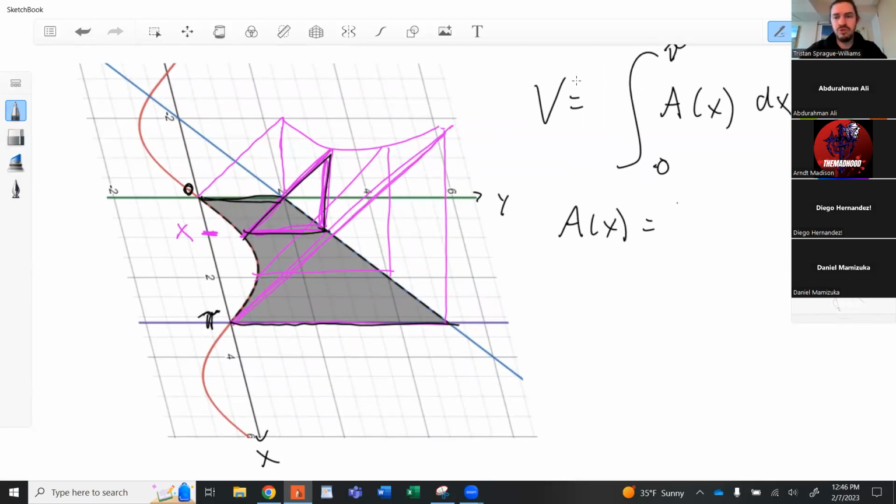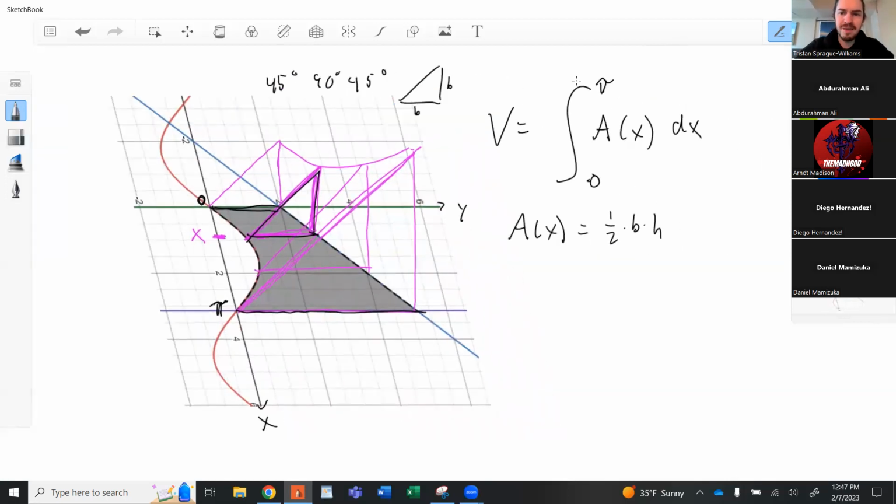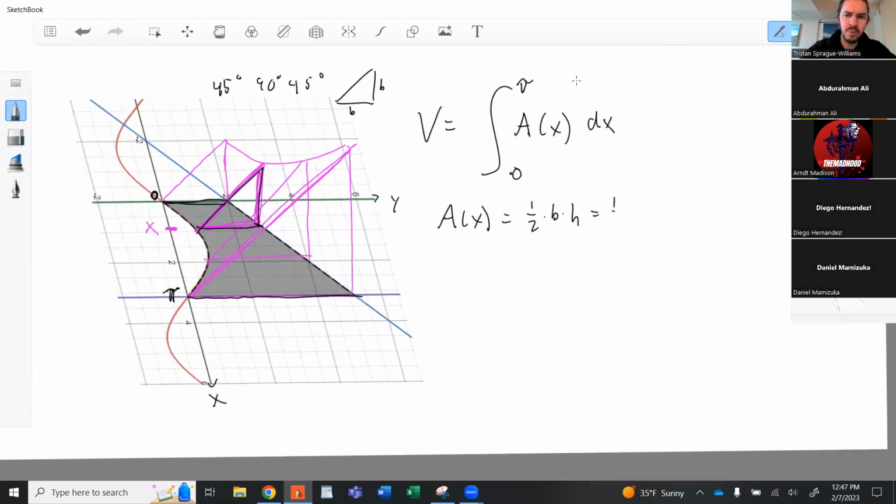It's going to be a triangle, so it's a half times base times height. If these are 45, 90, 45 triangles, then the base and height are equal to each other, right? It's like a half of a square. So instead of 1/2 base times height, it's simpler. It's just 1/2 base squared in this example. And what is that base?